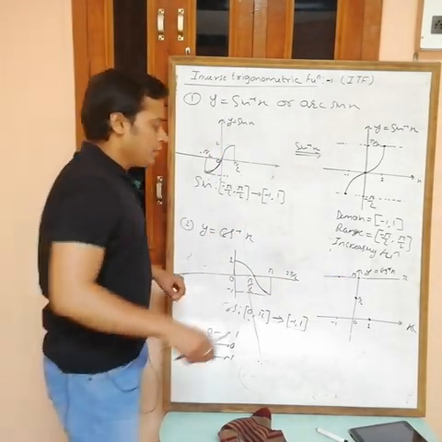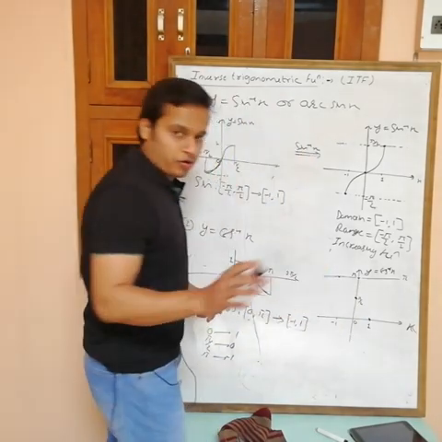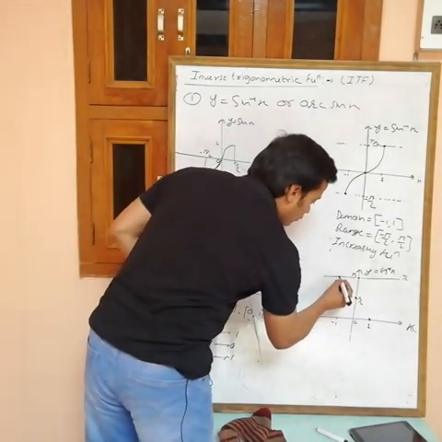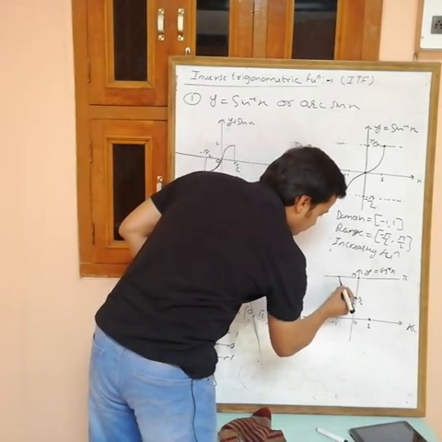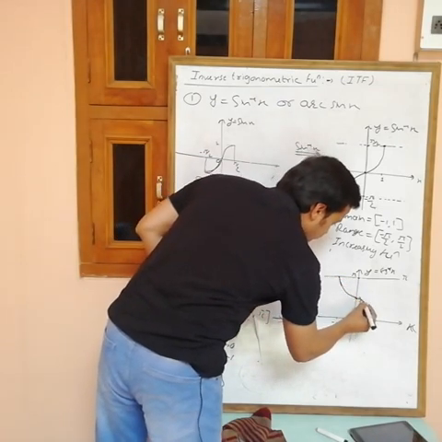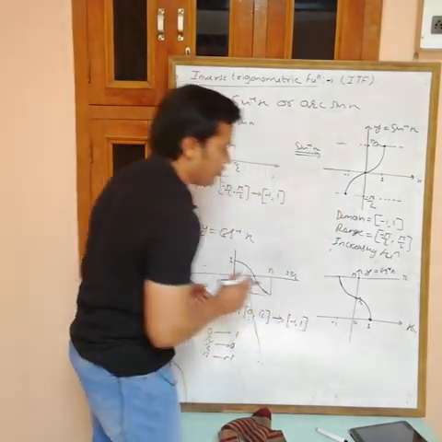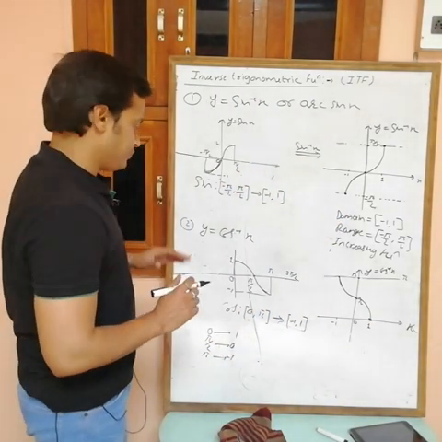Okay. Now again join them. Again you can draw a line. This is not a line, remember. The graph will be like this one. Okay, this is the graph of cos inverse x.